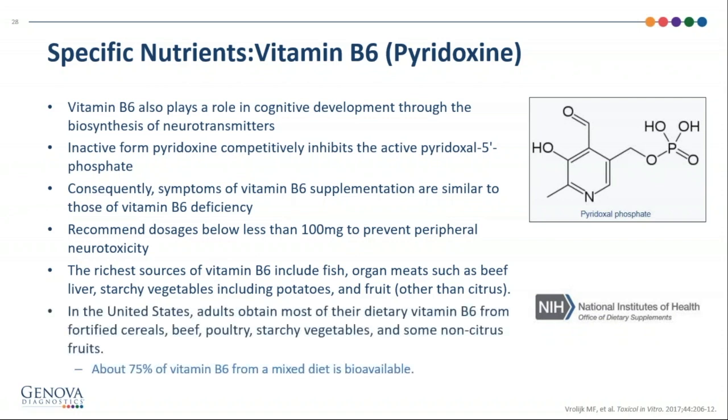In the United States, it turns out that most of the B6 comes from fortified cereal. So when a lot of people are going grain-free, then you want to dive a little deeper to make sure they're getting it. But 75% of B6 from a mixed diet is bioavailable, and I think that's one reason why a lot of people are taking high doses of B6. They may not actually need them. Think about doing a NutrEval.